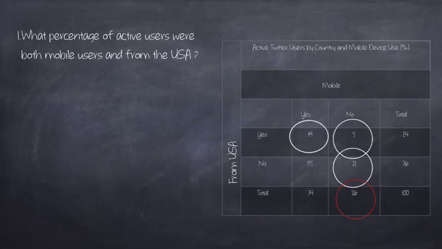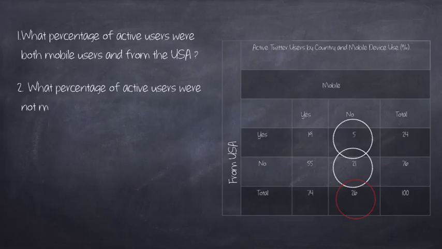The second question is going to be a little bit more complicated. It's going to ask them what percentage of active users were not mobile users. This requires students to add up the non-mobile users from both the USA and other categories, and the percentage will be at the bottom of the screen.